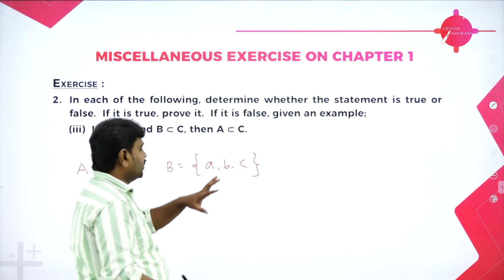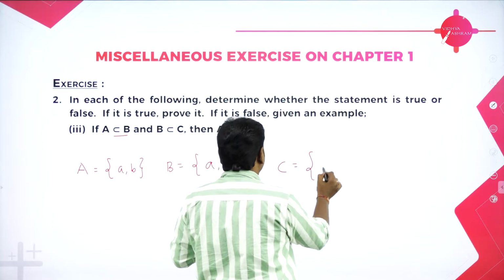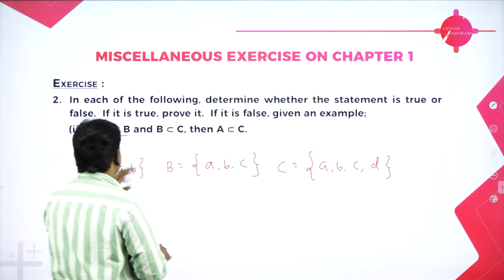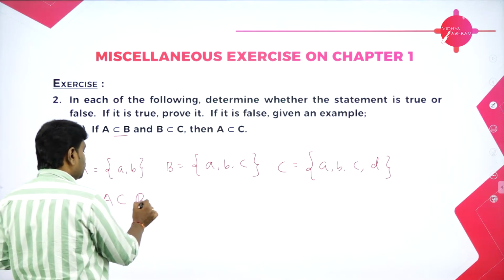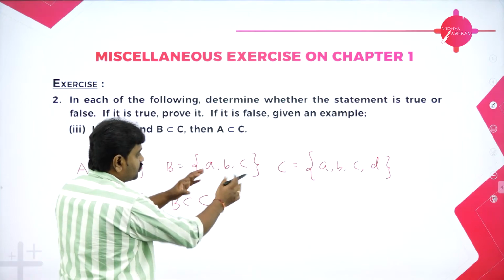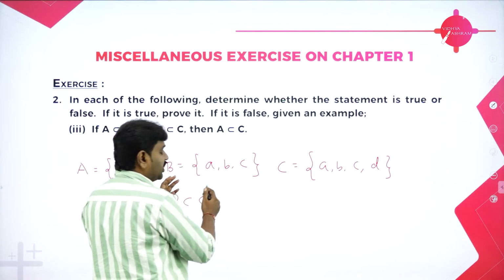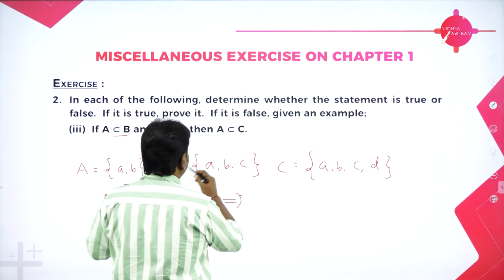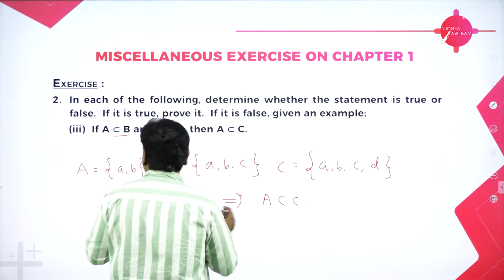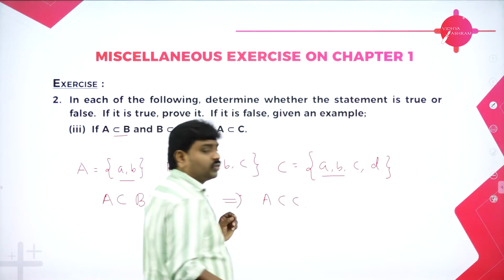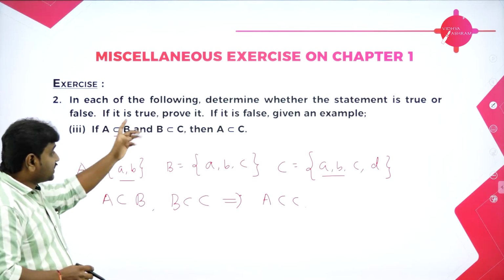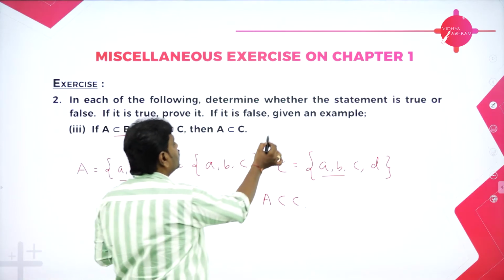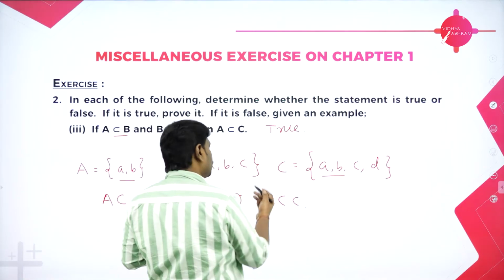And this B is part of C, they told. I will take set C with more elements: a, b, c compulsorily should be there, and d. Then only these 2 are true. So now A is subset of B and B is a part of C. B is a subset of C, and therefore every element of B is in C, and that implies, you can see, linking A and C, A is subset of C. a, b are present, so A is also part of C. So it is transitive, we'll say. A is subset of B, B is subset of C, then A is subset of C. This is true. When it is true, no need to give an example, you can generalize it.